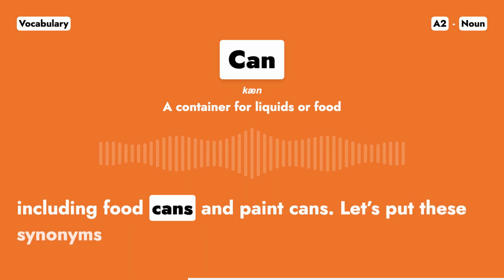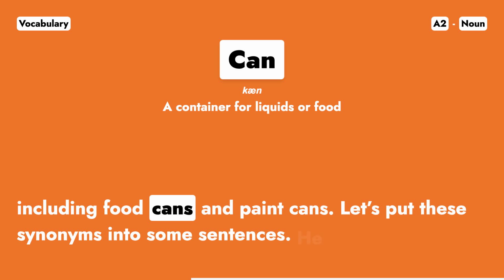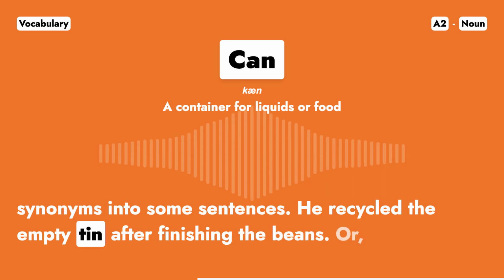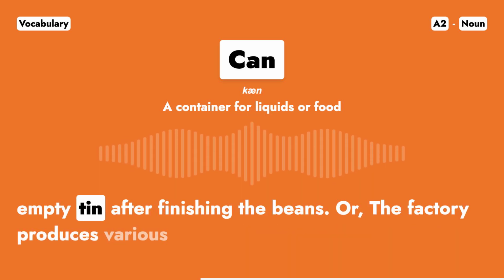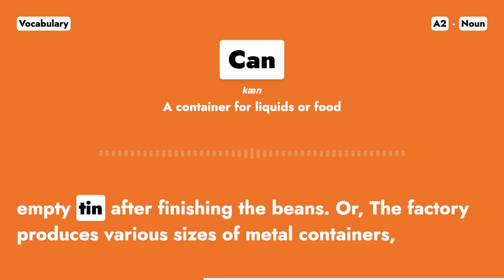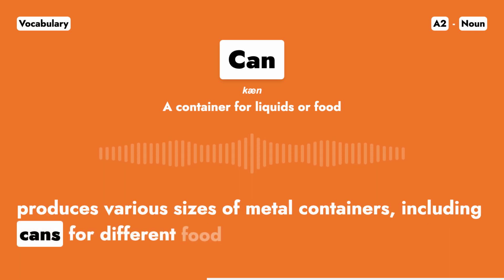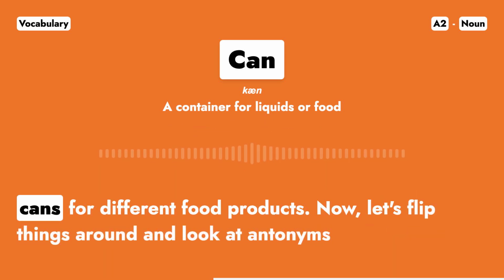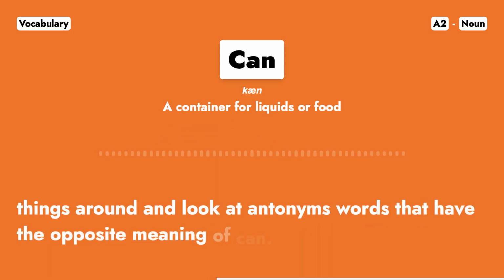Let's put these synonyms into some sentences. He recycled the empty tin after finishing the beans. Or, the factory produces various sizes of metal containers, including cans for different food products. Now, let's flip things around and look at antonyms, words that have the opposite meaning of can.